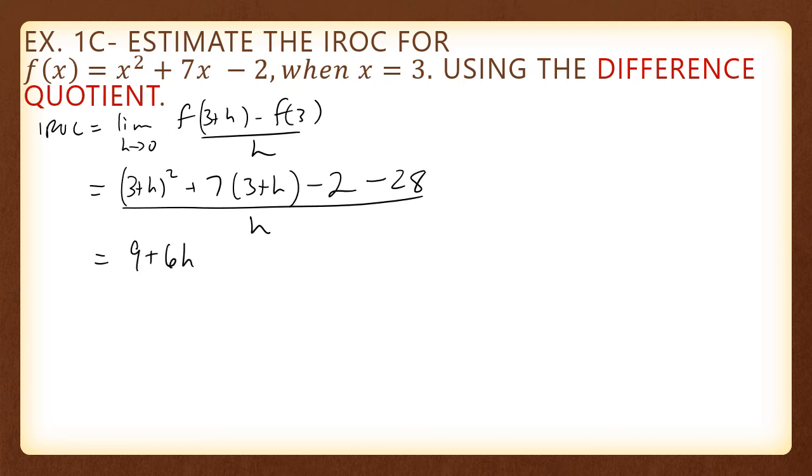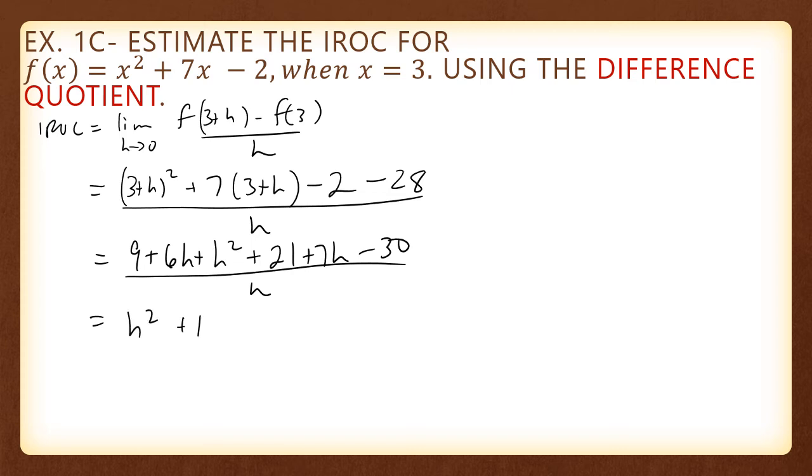Binomial expansion, 9 plus 6h plus h squared, distribute 21 plus 7h minus 30, all over h, and collect like terms. Again, this is good. We have h squared, and then 6h plus 7h is 13h. And then look what we have. 9 plus 21 is 30. Minus 30 is 0.